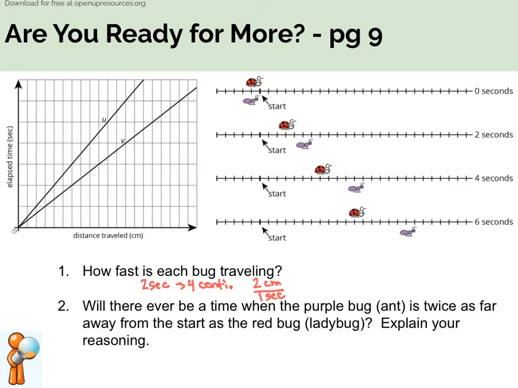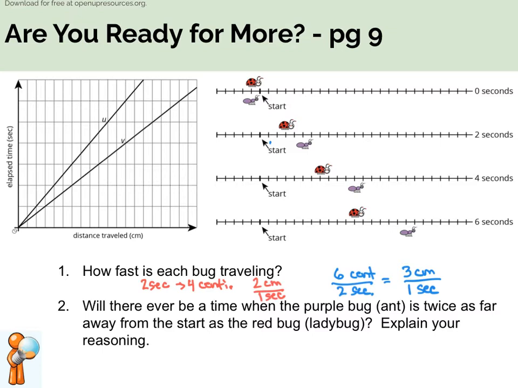And then let's look at the ant. Let's do the ant in blue. So it's 1, 2, 3, 4, 5, 6. Okay, so at 2 seconds, the ant is at 6 centimeters for 2 seconds. And we want to reduce that down, so it's 3 centimeters for 1 second. So this is the rate that they are traveling. The ladybug is 2 centimeters per 1 second. The ant is 3 centimeters per 1 second.